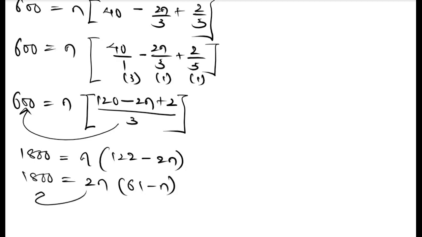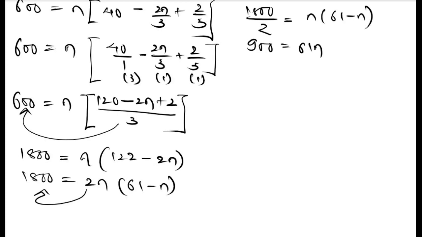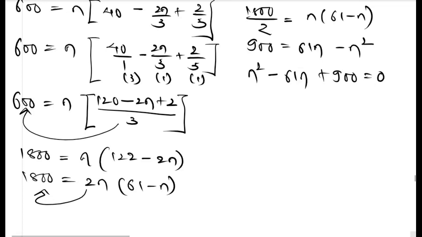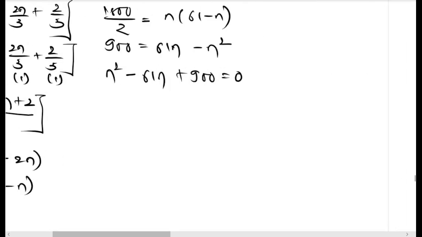If you divide 2 to this side, you'll get 1800 by 2 is equal to n bracket 61 minus n. So 900 is equal to 61n minus n square. So n square minus 61n plus 900 is equal to 0. Now the factors of 900 with which you are going to get 61: 30 into 30 is 900, right? But I want 61. Any way of getting 61 from 900?